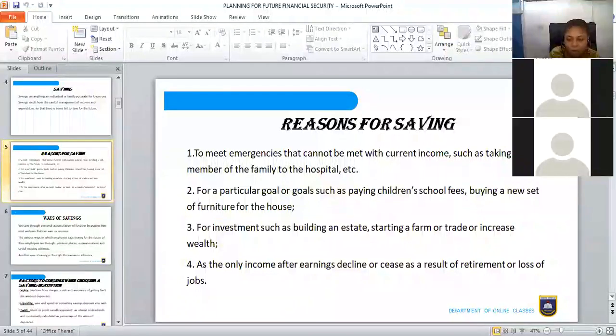Ruth, why will you save money? Madam, for emergency. Okay. Can you give a specific example of an emergency that will call for saving money?